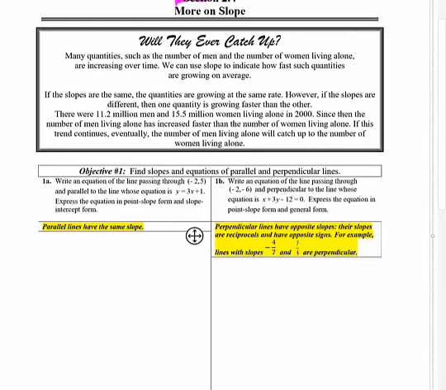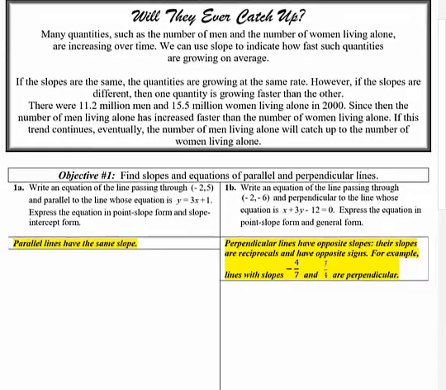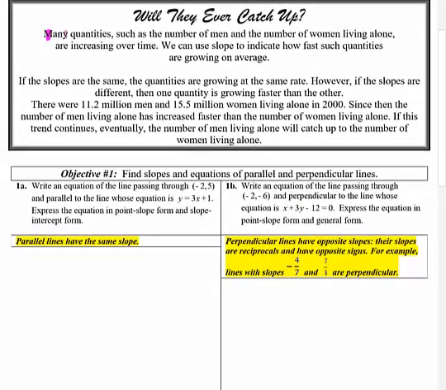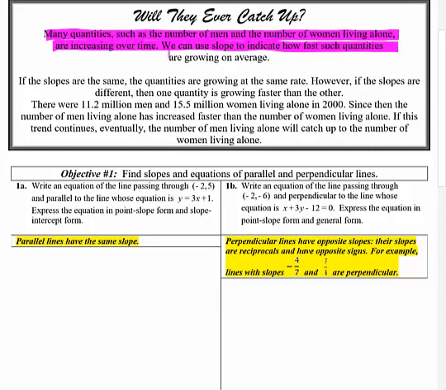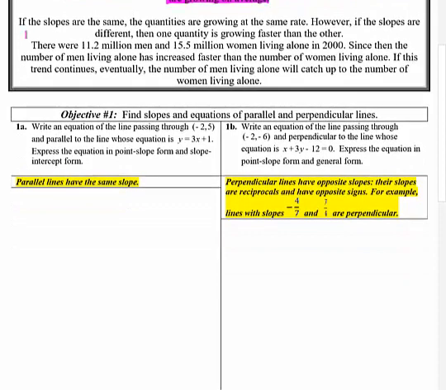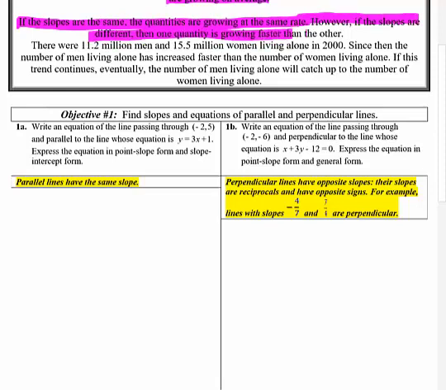Alright, section 2.4 is literally titled More on Slope. They weren't very creative on that one, huh? Let's see, what are we talking about here? Many quantities, such as the number of men and the number of women living alone, are increasing over time. We can use slope to indicate how fast such quantities are growing on average. If the slopes are the same, the quantities are growing at the same rate. However, if the slopes are different, then one quantity is growing faster than the other. That makes sense, right?